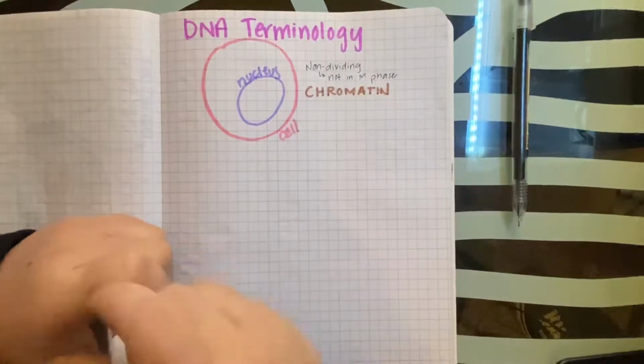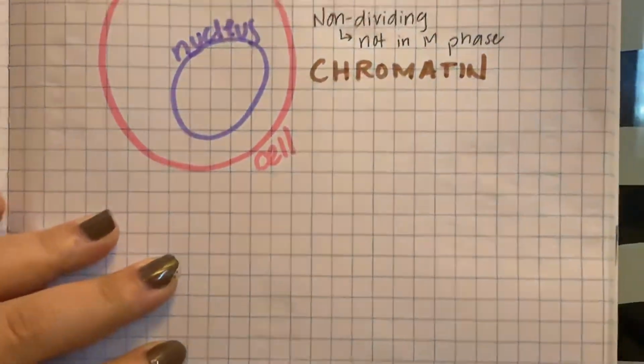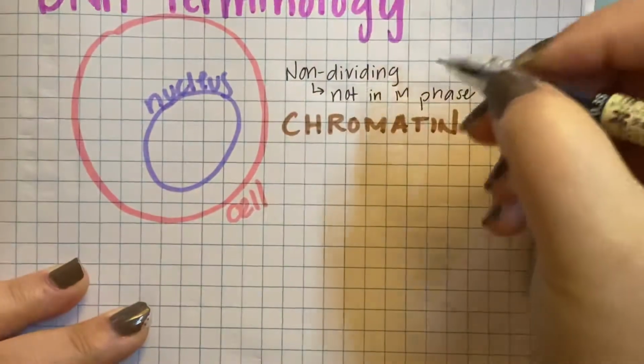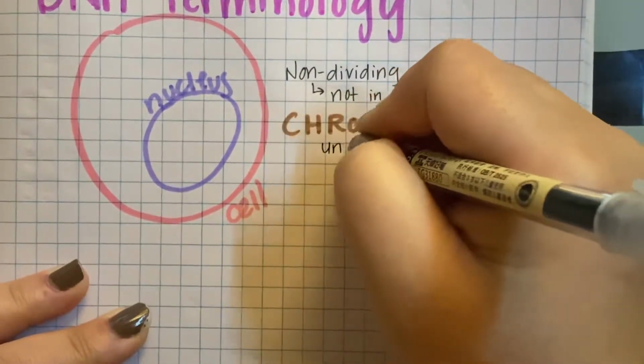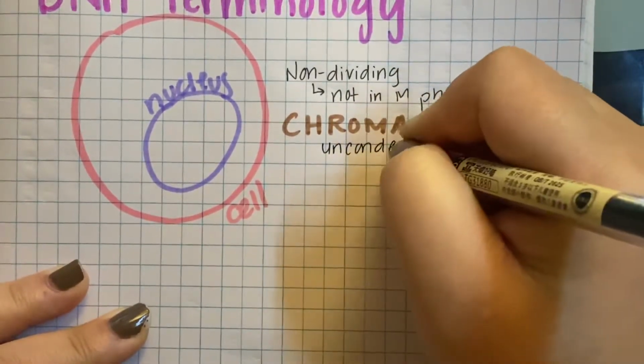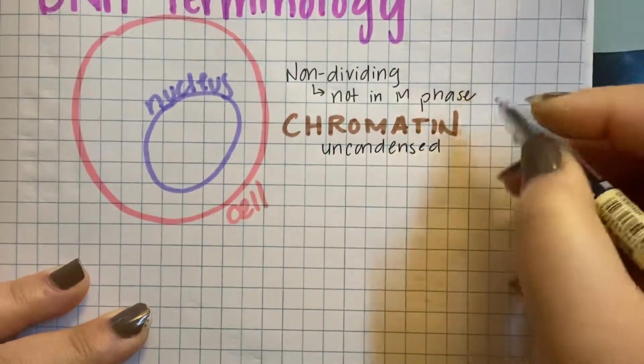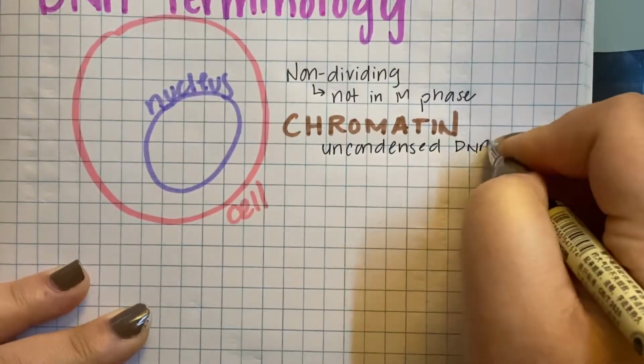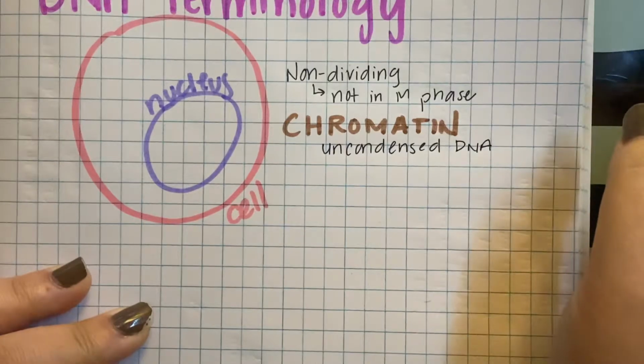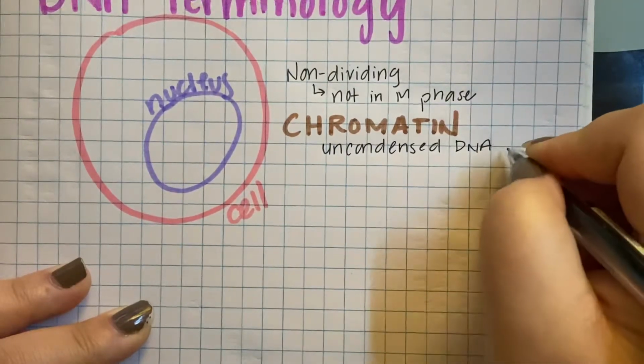And what chromatin is, I'm going to zoom in. Chromatin is uncondensed DNA. And it's going to be wrapped around.